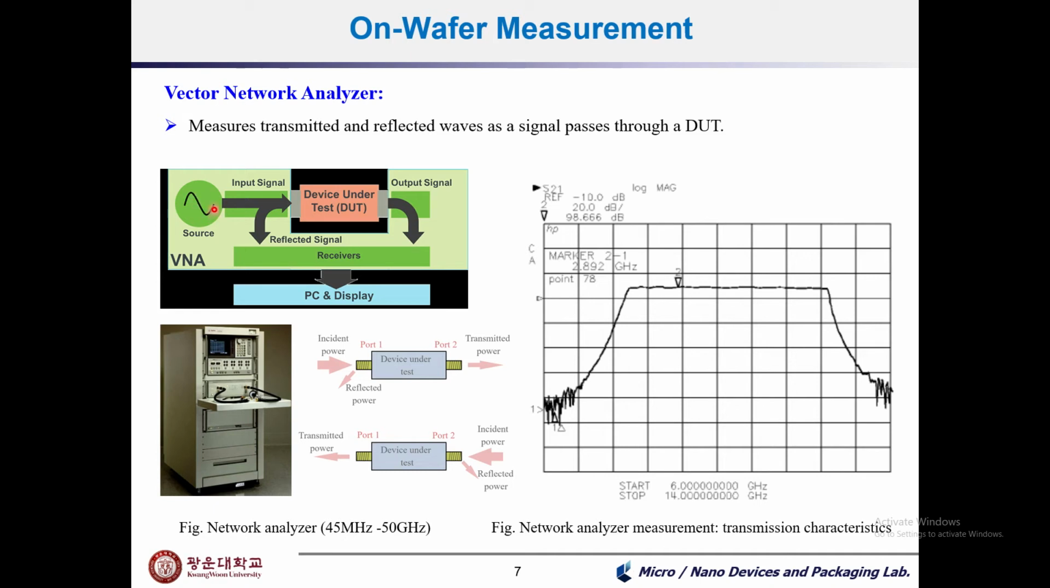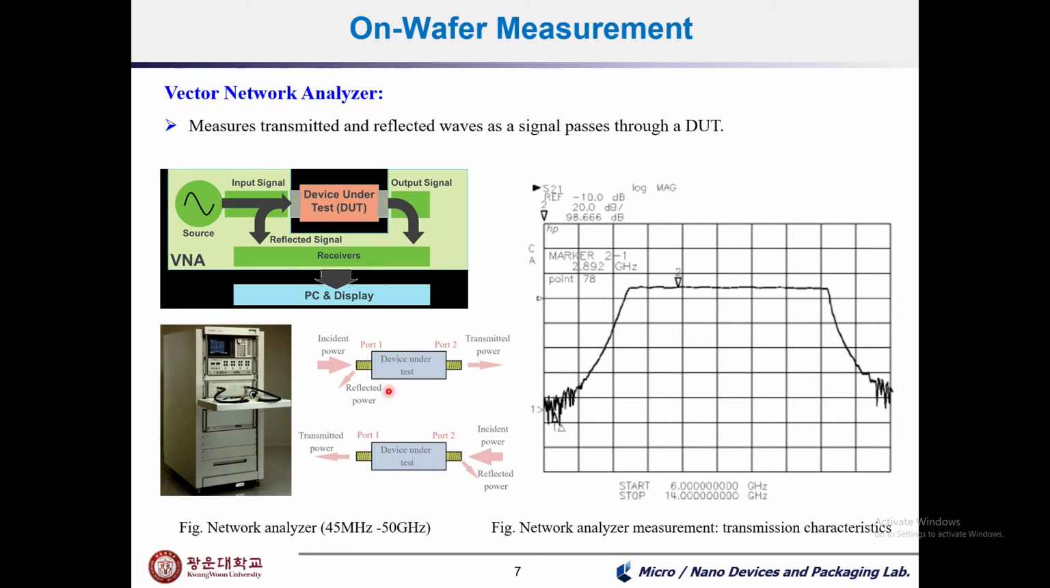The signal, or we can say the stimulus signal, is generated by the generator of the VNA, which is the input signal for the device under test, and the receiver collects the transmitted or output signal and the reflected signal, which is displayed on a PC or display device. So this is the typical figure of a vector network analyzer, which can operate between 45 MHz to 50 GHz frequency range.